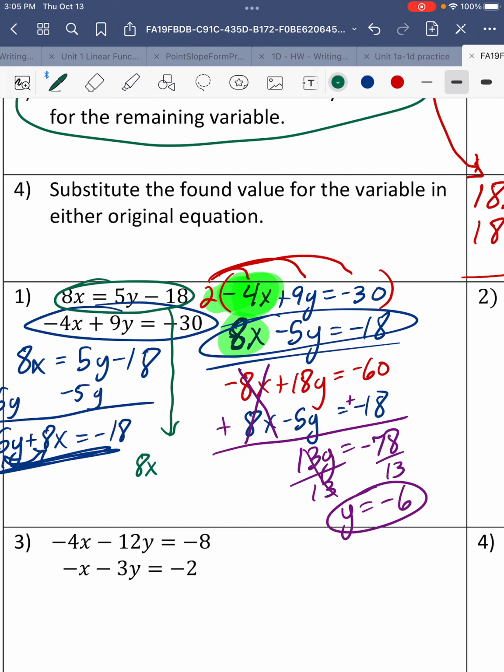So that's 8x equals 5 times negative 6 minus 18. So that's negative 30 minus 18. Negative 48 divided by 8. X is going to equal negative 6.